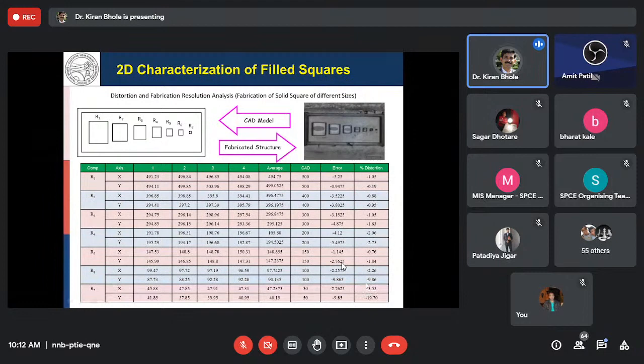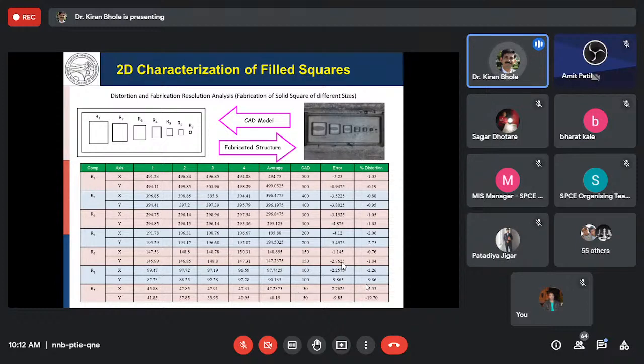A point to understand is that this distortion, this photopolymerization, is also playing a very important role, and this physics needs to be considered while modeling the 3D CAD model. So whatever the final output you want to fabricate, your CAD model need not be of the same dimension, because this photopolymerization shrinkage you have to consider, and that allowance needs to be given in the CAD model. Then only you will be able to fabricate the structure of desired size.